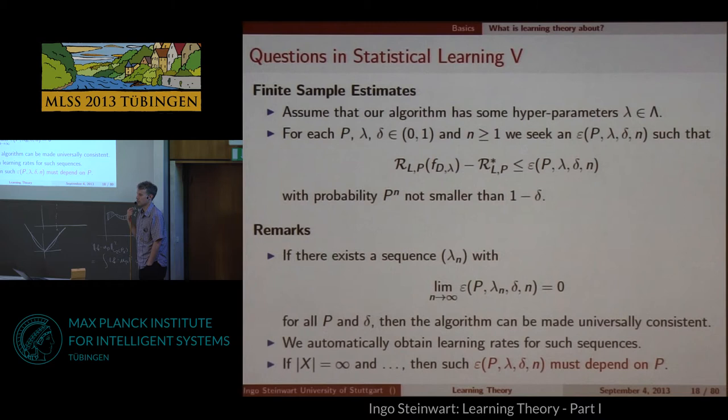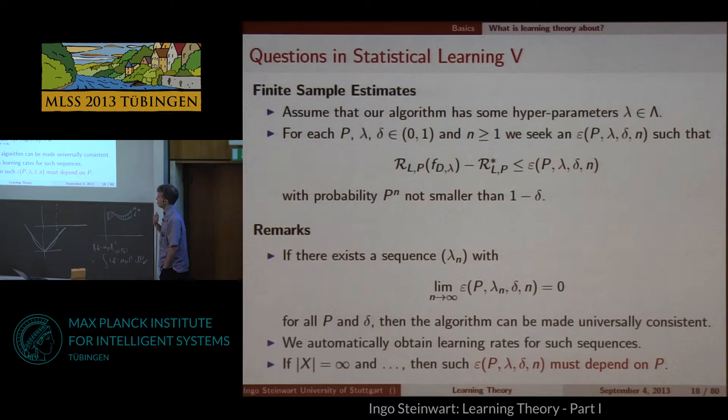Also, if we know the value of this quantity, we immediately get learning rates. The learning rate is just described by this epsilon. And also, what we will see later on is that estimates of this form give us a device to make learning algorithms adaptive. So at the very heart of everything which we will see later on lie such finite sample estimates.